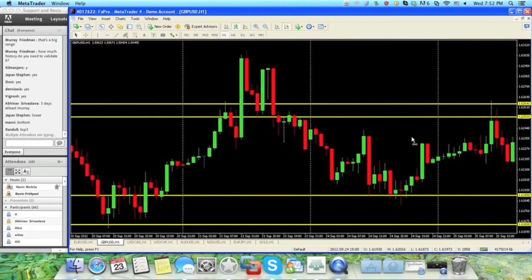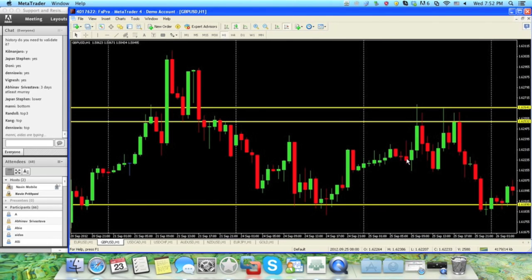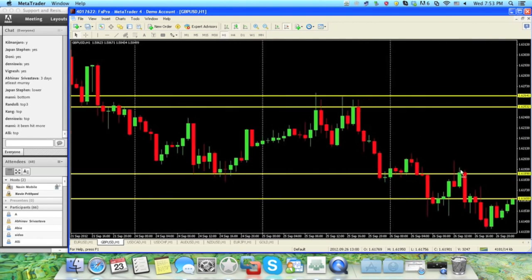Okay, lower one. Okay, so we're going to stick to the lower one. Okay, half of you guys are saying top, and some of you guys are saying lower. Okay, so what we're going to do is we're going to stick to both of them. We're going to keep both ranges. There's no harm done. We can keep both ranges to understand what the market might do.